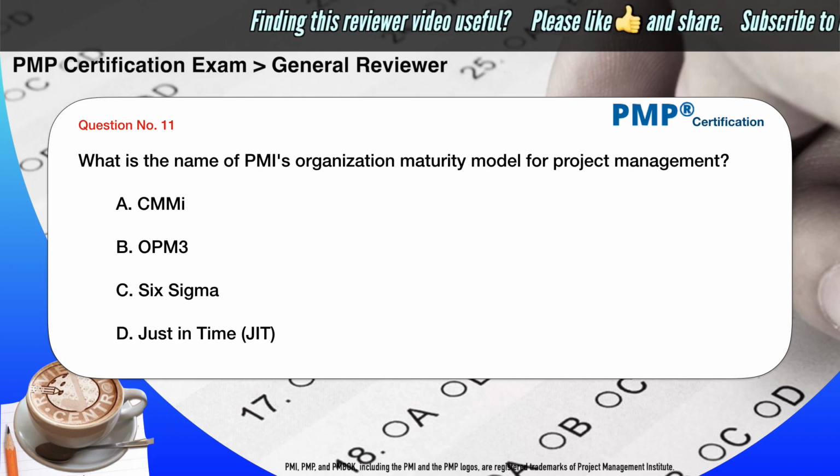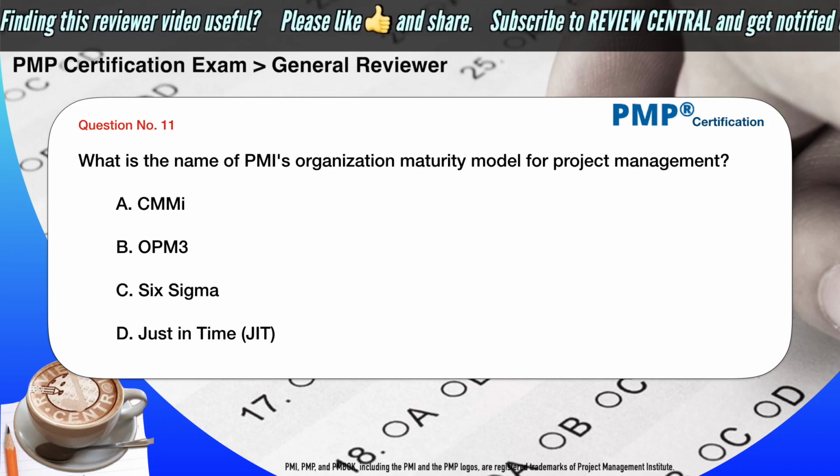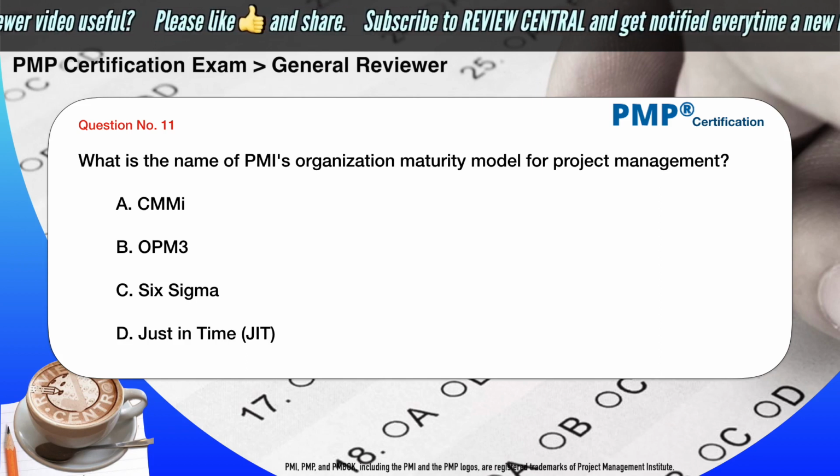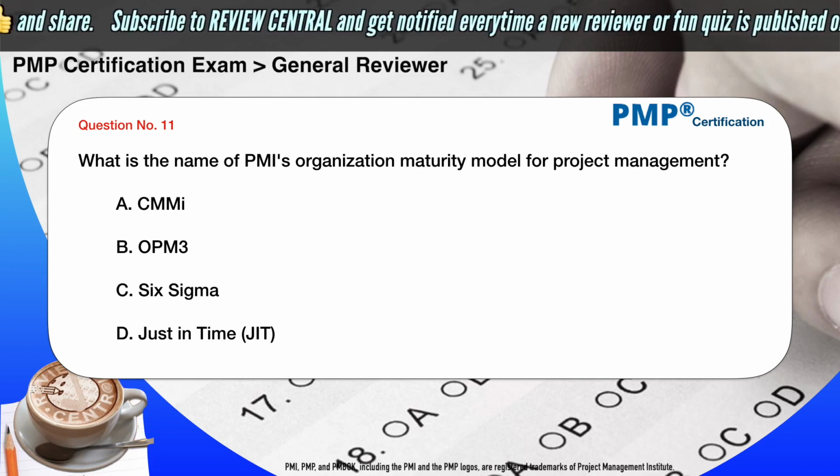What is the name of PMI's Organizational Maturity Model for Project Management? A. CMMI. B. OPM3. C. Six Sigma. D. Just in Time, or JIT?